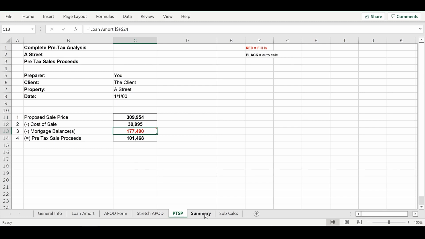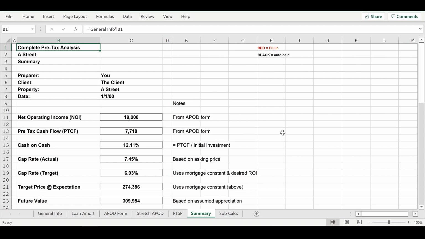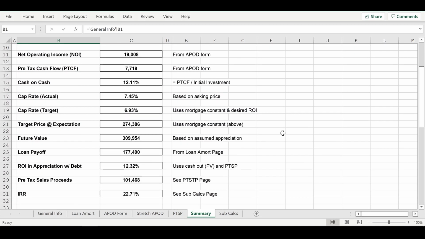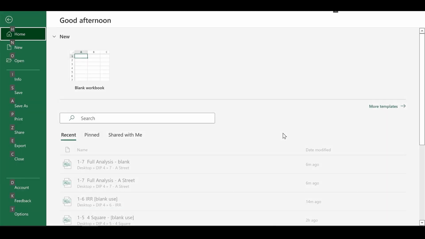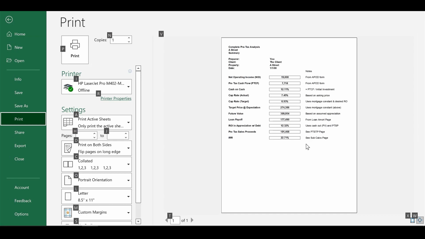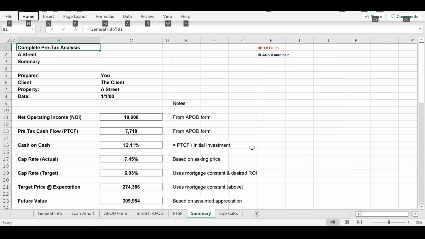Now we'll come to the summary page. This is every single calculation that we go through in Desert Pencil, course one and course two, all done by the time you get there. Okay, if you want to print this out, give it to a client, that's all you do. Done in less than 5 minutes. That's the A Street pre-tax analysis in Desert Pencil.